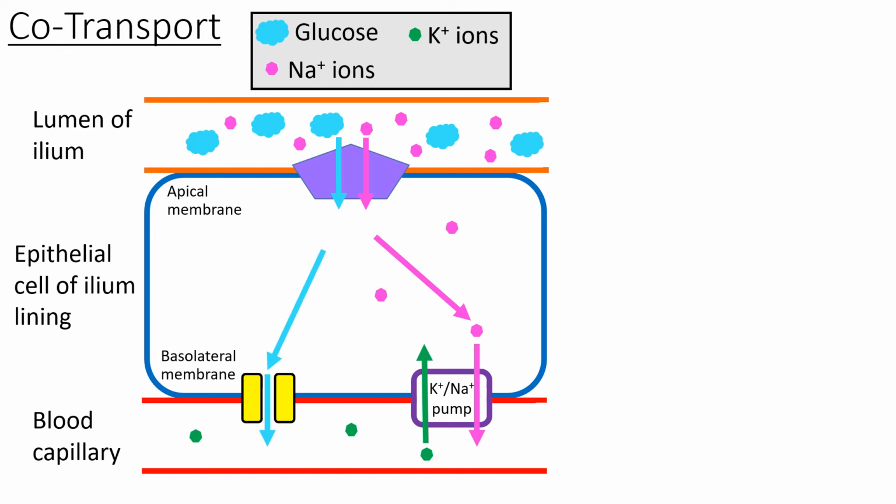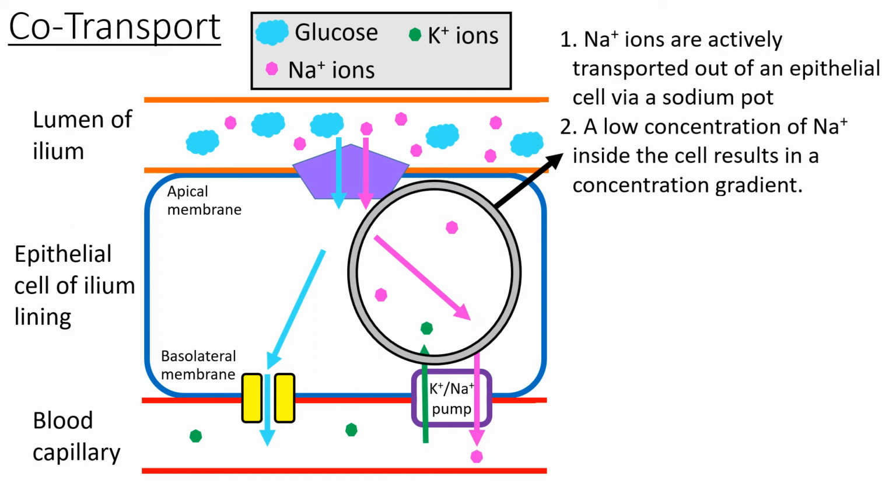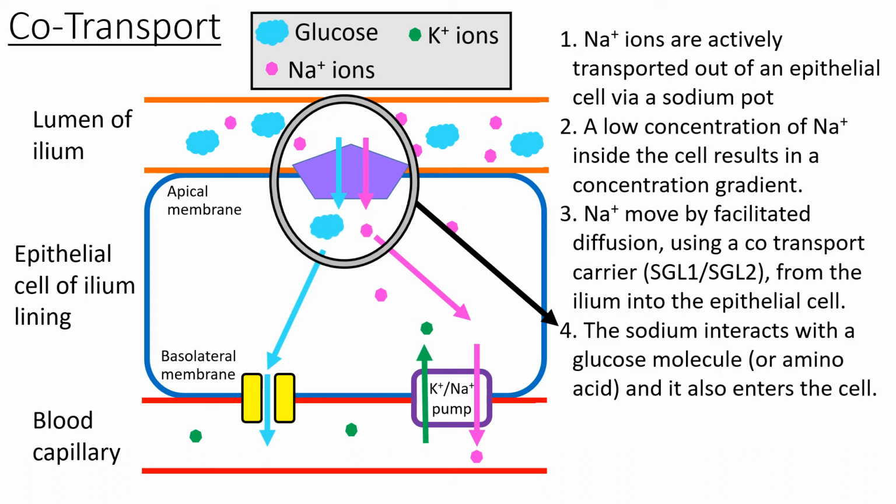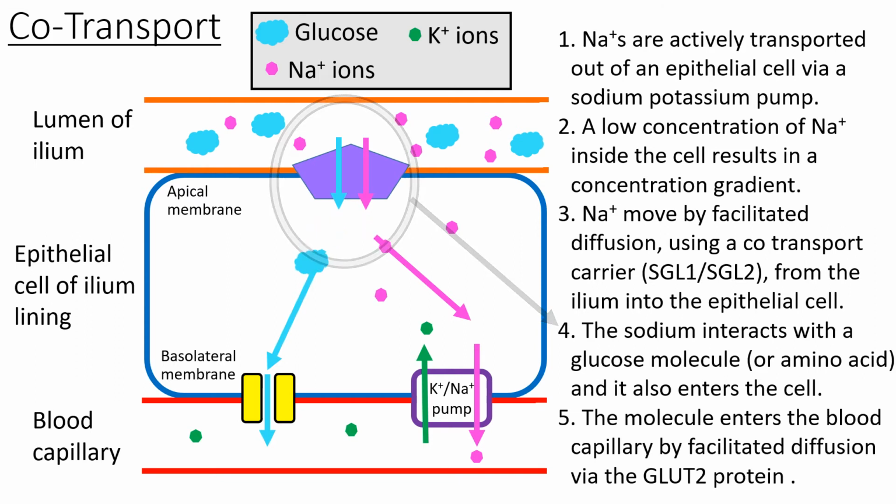So the mechanism for absorbing glucose is known as cotransport. Now, cotransport is a specialized type of diffusion, but it's actually dependent on active transport. And what you've got is a thing called a potassium-sodium pump. The potassium-sodium pump actively transports sodium out of the cells that form the lining of the small intestine. As a consequence, we have a small concentration of sodium. And as they move through the cell membrane using a cotransport protein, we have different types of proteins.